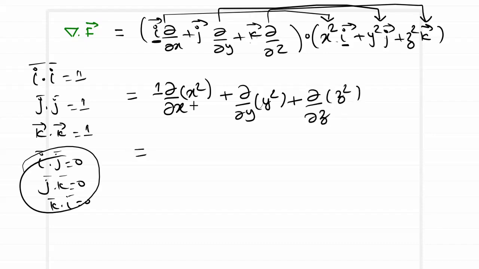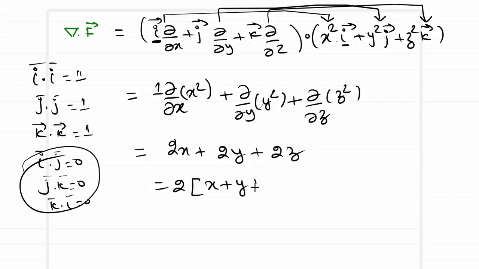Now let us partially differentiate this quantity. x on differentiation gives us 2x, y on differentiation gives us 2y, and z on differentiation gives us 2z. So 2 can be taken outside as common. You will have 2 times x plus y plus z. So what is this quantity now? This is my required del dot f vector.